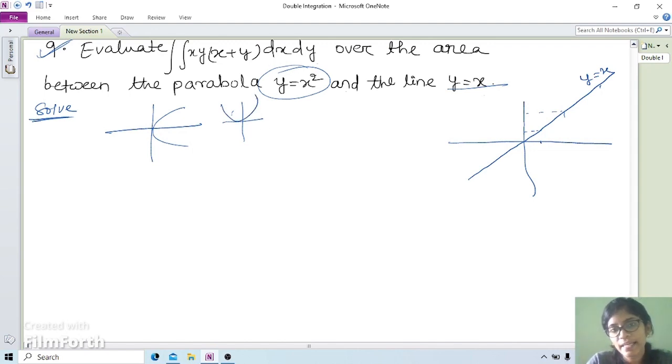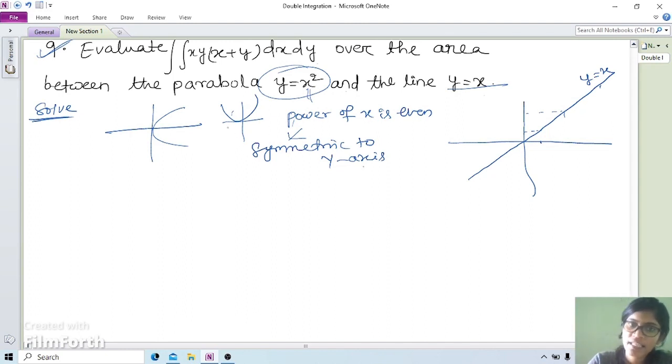Here, x square is equal to y. That means the power of x is even. If the power of x is even, it is symmetric to the y axis. Symmetric means the left half of the figure looks equal to the right half. That means the graph is y equal to x.